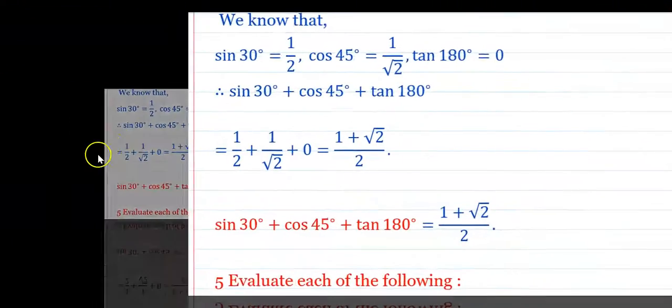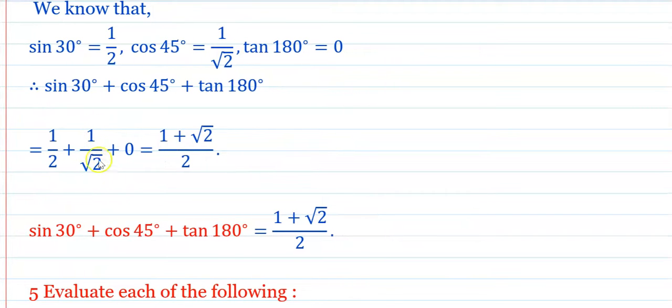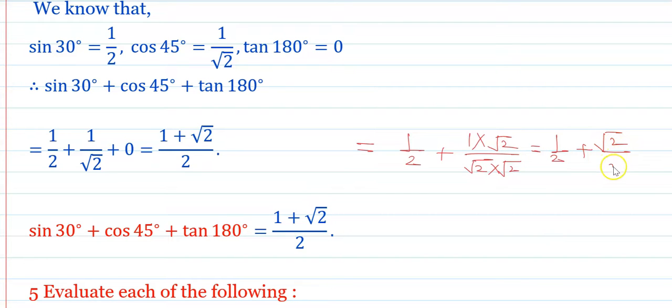We multiply the numerator and denominator of this fraction by root 2. That is, for 1 upon root 2, multiply numerator and denominator by root 2: 1 into root 2 in the numerator and root 2 into root 2 in the denominator. Hence you get 1 upon 2 plus root 2 upon 2, and overall you will get 1 plus root 2 upon 2, and this is the answer.